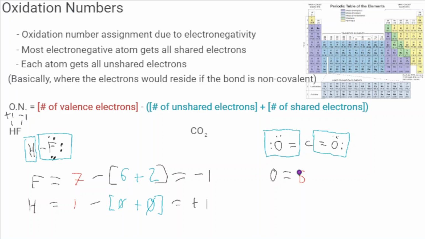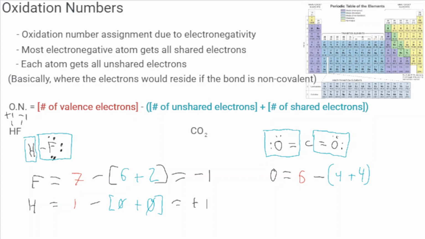Then we're going to subtract out all the other electrons around it. This is going to be the unshared electrons, where I'm just looking at the left oxygen here. So we're going to have 4 unshared electrons. And then the shared electrons, so we have 2 bonds, 2 electrons each. So that's a total of 4 shared electrons between that oxygen and the carbon.